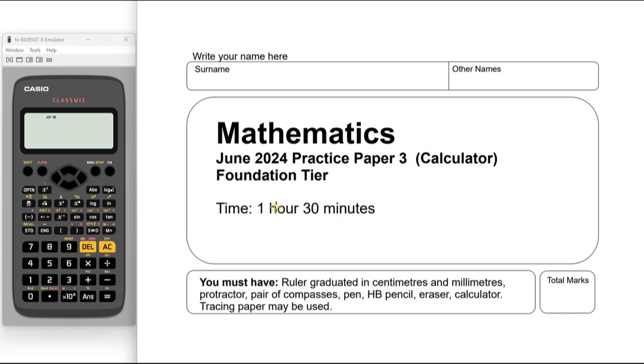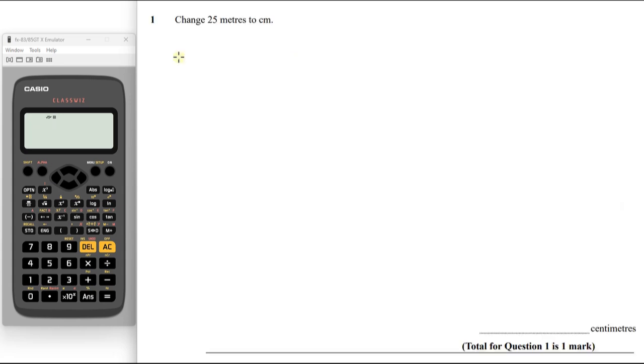So let's get straight on with question number 1. Question 1, change 25 meters into centimeters. So we need to know our conversions between meters and centimeters. There are 100 centimeters in a meter, so to go from meters to centimeters, we need to multiply by 100. So we're going to do 25 times 100. I do have my calculator here, but I don't think I need that. That's going to be 2,500, so it's going to be 2,500 centimeters.